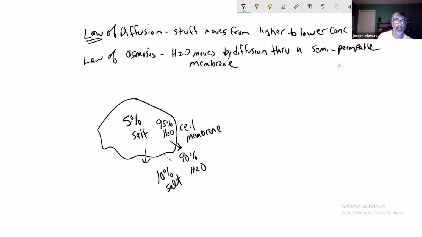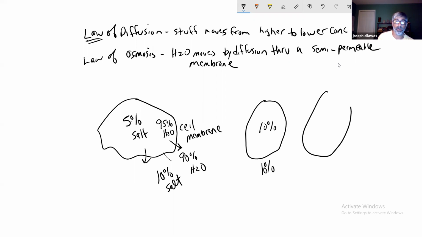Okay. We could show one at equilibrium, 10% in and 10% out. And then the water's not going to move. It's at equilibrium. It's not going in or out. We could do the opposite scenario with a cell. We could say we've got 10% inside and 5% outside. So that's 95% water on the outside and 90% on the inside. So the concentration gradient is going this way.